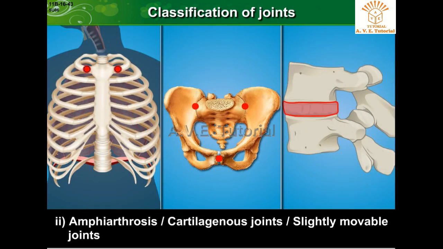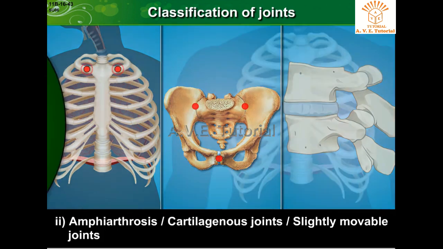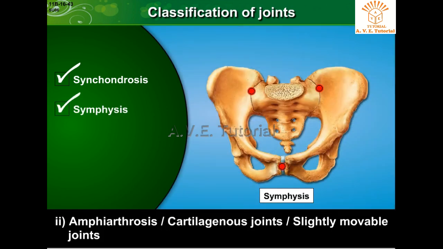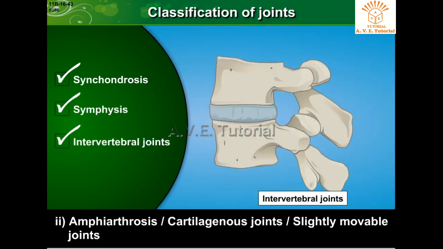Second, Amphiarthrosis or cartilaginous joints or slightly movable joints. For example: 1. Synchondrosis, 2. Symphysis, 3. Intervertebral joints.